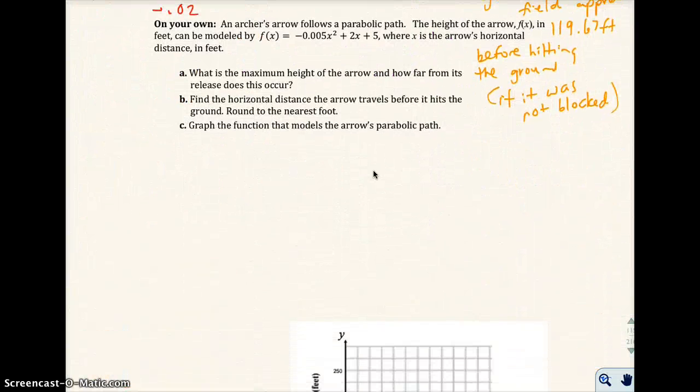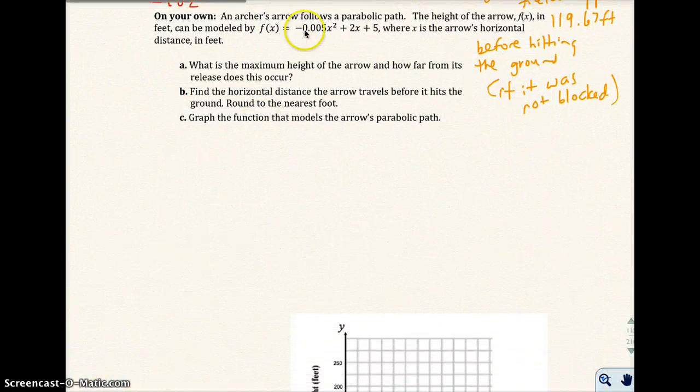On your own, try this next problem here. Again, same idea, it's just an archer. So we have someone shooting an arrow, and it follows a parabolic path, and there's the parabolic path. I'm going to ask you the same question. The only difference in this problem is there's not going to be anyone to block that arrow, because I don't know about you, but if I were to see someone shoot an arrow, I probably wouldn't want to block it with my hands.